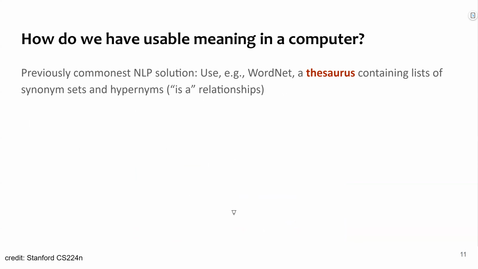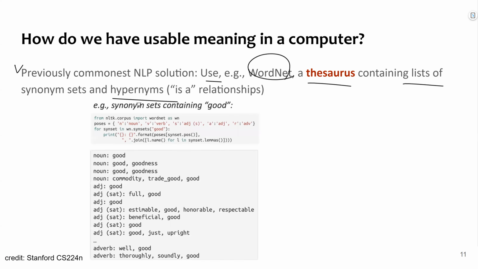And this is the very important question that we need to ask and answer. How do we have usable meaning in a computer? And previously, the commonest NLP solution was using a thesaurus, for example, WordNet, containing lists of synonyms and hypernyms. Okay, what are synonyms and hypernyms?